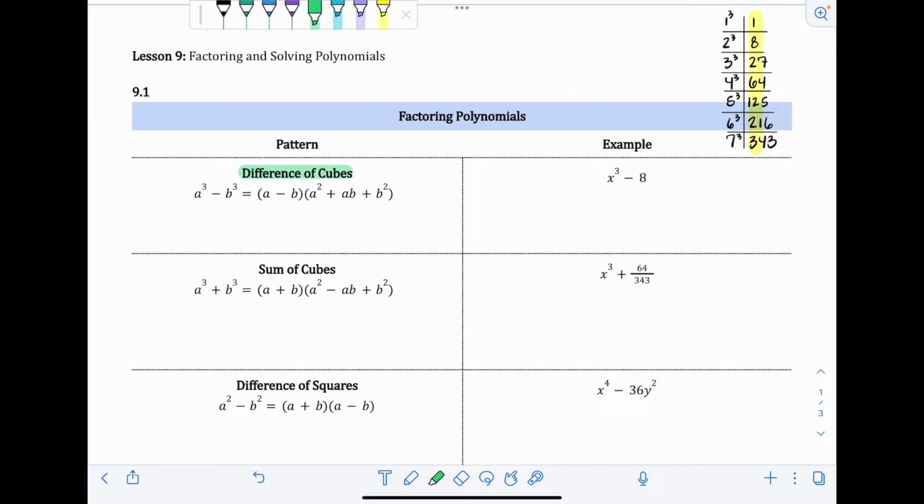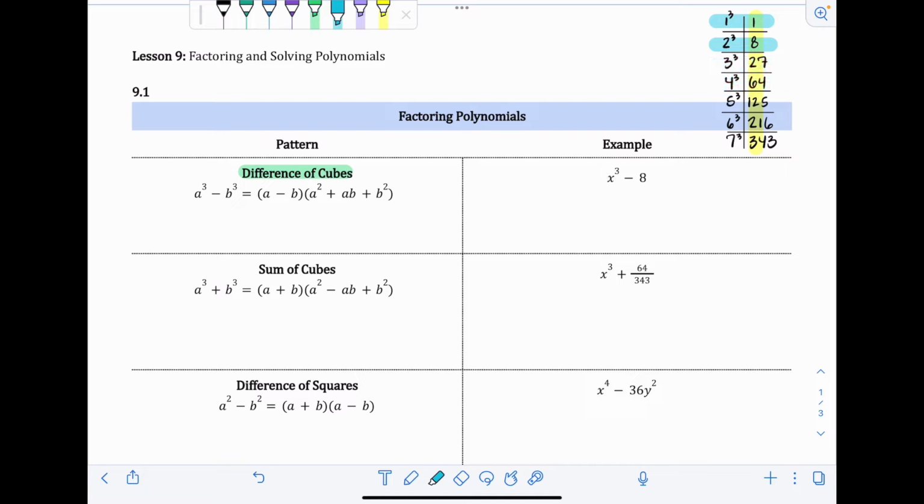So remember, difference means subtraction, and cubes is referring to perfect cubes, kind of like how there's perfect squares. Those are the numbers that you can take the square root of, like 1, 4, 9, 16, and so on. There's also perfect cubes. We get these numbers by taking other numbers and raising them to the third power. For example, 1 is a perfect cube because it's 1 to the third power, and 8 is a perfect cube because it's 2 to the third power, or 2 cubed, which just means 2 times 2 times 2. And so on, like 3 cubed is 27, 4 cubed is 64.